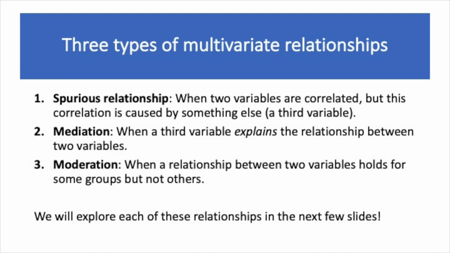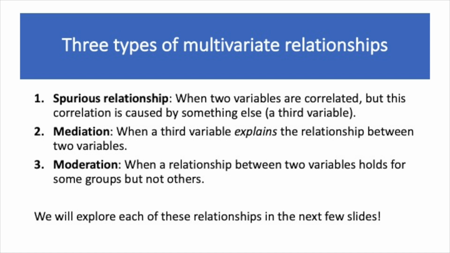Mediation is our second type of multivariate relationship. And this is a bit different from a spurious relationship because here we're saying some third variable is explaining the relationship between 2 variables. Another way of saying this is we have a third variable that intervenes in the relationship between those 2 variables. We'll see examples of this in the module to try to better distinguish between what a spurious relationship is and what mediation is, because these are different things.